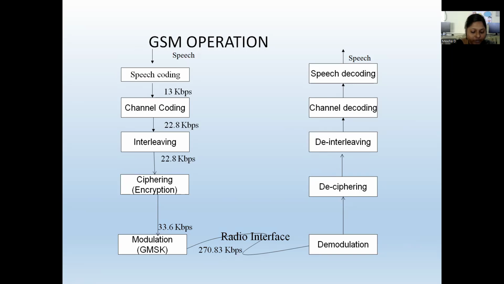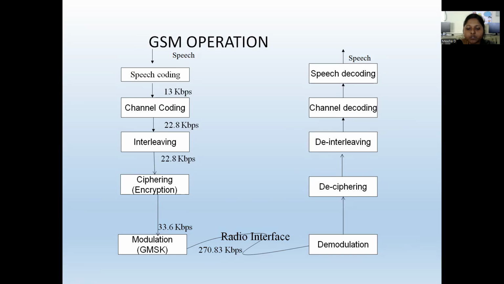And then interleaving. What does interleaving mean? It converts digital bits into radio frequency. Okay, and then ciphering. The encryption will be done in ciphering, and then modulation. What does modulation mean? It converts the digital bits into radio frequency and then transmits over the air interface.